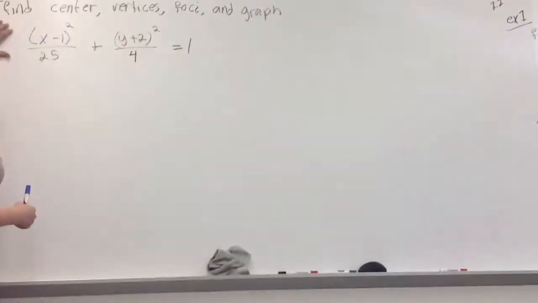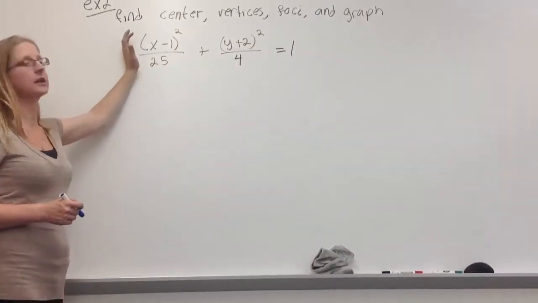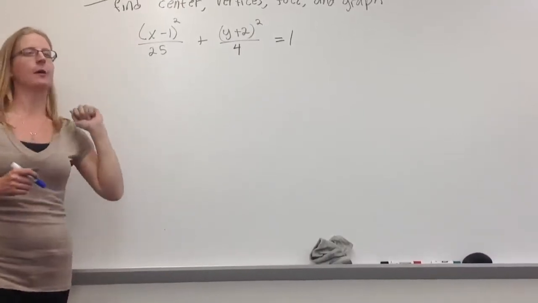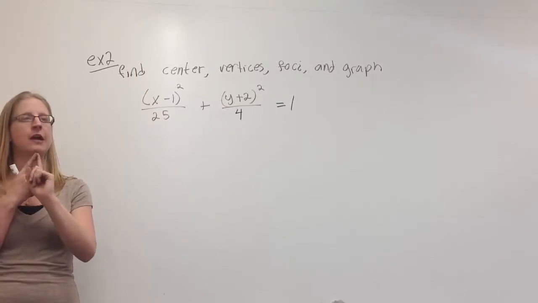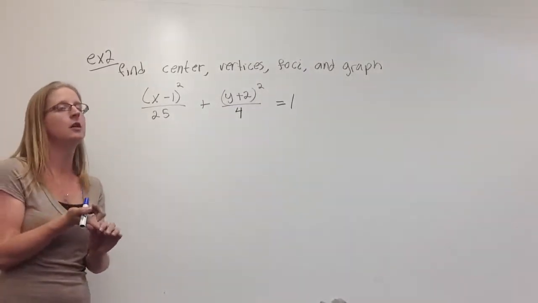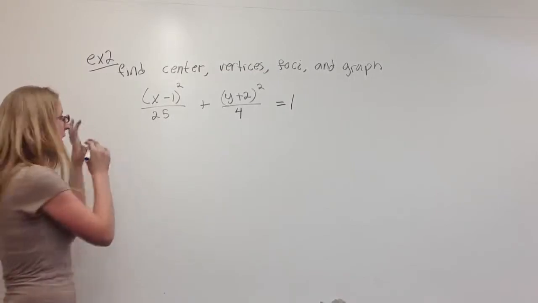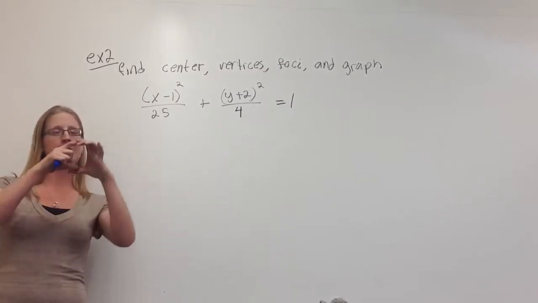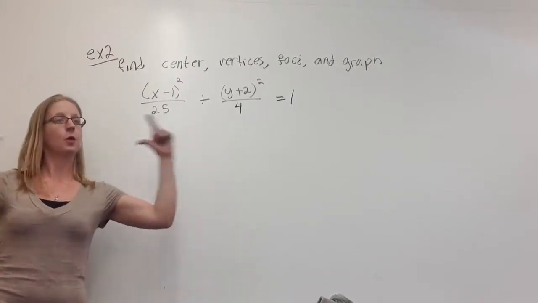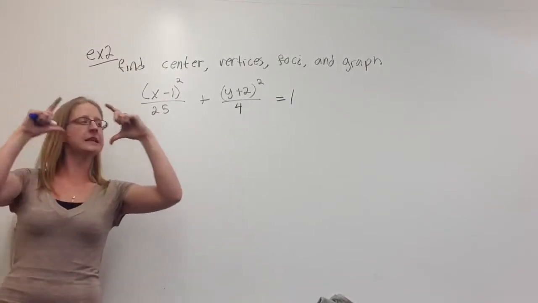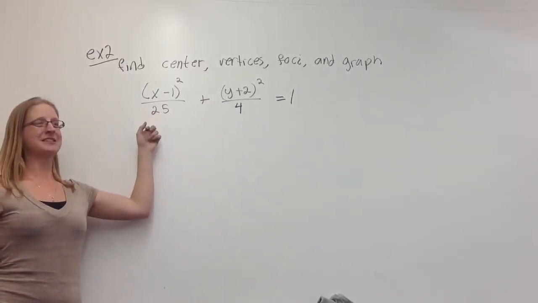Find the center, vertices, foci, and graph this ellipse. So this is my equation of an ellipse. Is this in the correct form? Yes. Now here's what we want to do. The first thing I'm going to identify is whether this is a vertical major axis or a horizontal major axis. So take a look. What do you guys think? Is this going to be longer in this direction or longer in this direction? Horizontal. Why is it going to be longer in the horizontal direction? 25. Bigger number under the x, right?